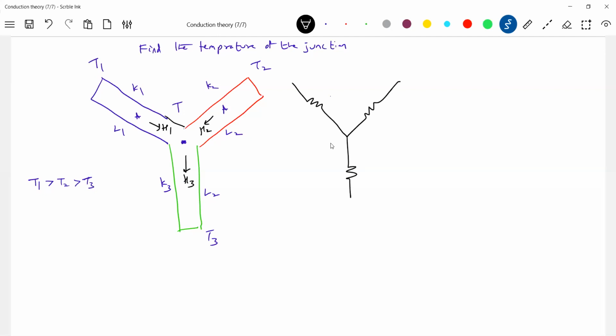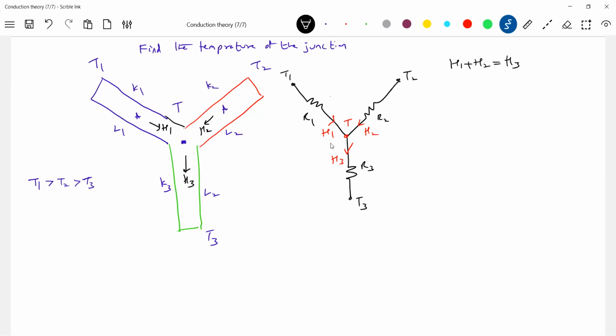Okay, you do one thing. Take like this. So what is the temperature? T1, T2, T3, R1, R2, R3. So the heat current here, H1, H2, H3. So what is the temperature of the junction? So therefore, what is H? H is equal to H1 plus H2 equal to H3.